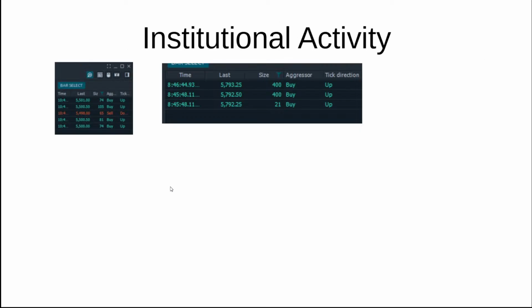Institutional activity. Unfortunately, I didn't have amazing examples that I had already screenshotted. I feel like I'm going to have to show you exactly how to find these because it'll be hard for me to just explain it. So I'll pull up my actual trading software and show you in just a second.